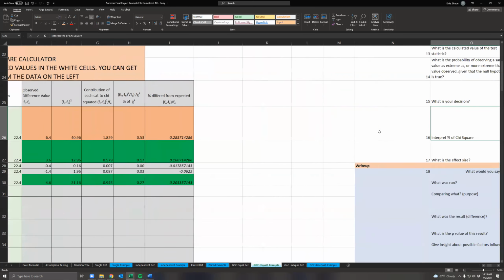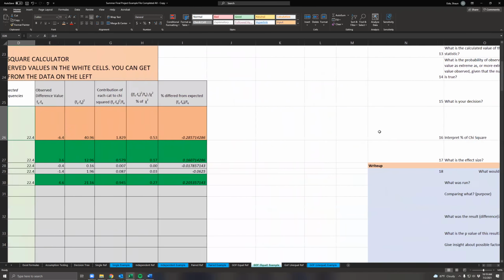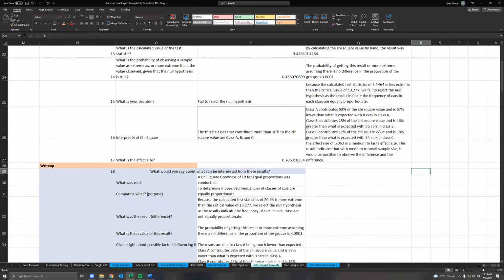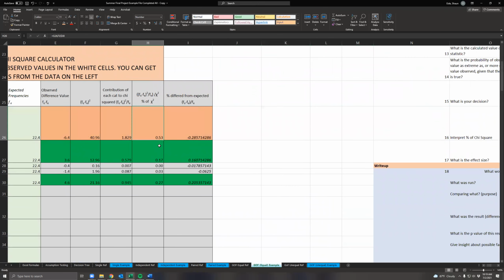So we're going to come over here, and the ones that are contributing to chi-squared are A, B, and S. And so I'm going to come over here and I'm going to say, what's your decision? Okay, now interpret percent chi-squared. Now the three classes that contribute more than 10% to the chi-squared values are A, B, and S. Okay, class A contributes, let's see here, 53%.